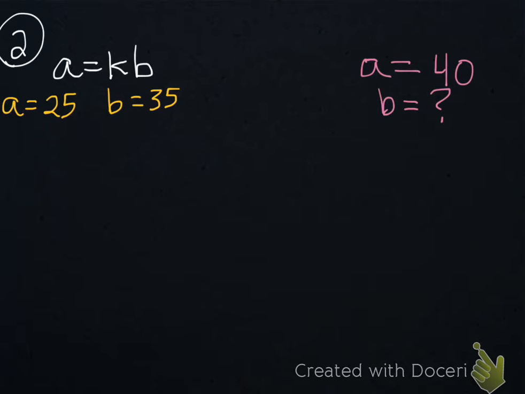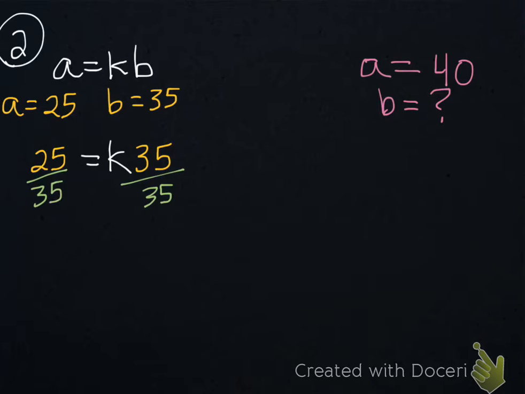Alright, so back to the beginning. Let's go ahead and plug in to find k. What are we plugging in? 25 for A, 35 for B. Now how do we get k by itself? Well, we have to divide both sides by 35. Again, not a pretty fraction, but that's okay. We're going to reduce it. 25 and 35 are both divisible by 5. So I would end up with 5 over 7. This is my k value.